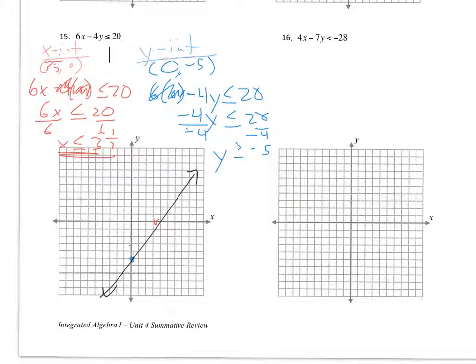This is what side to shade on. Use a test point, 0, 0. I'm plugging in, let's see, 6 times 0 minus 4 times 0 less than or equal to 20. Okay, well, that's going to go to 0. Minus, that's going to go to 0. So the question is 0 less than or equal to 20?